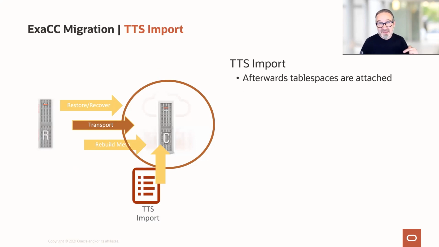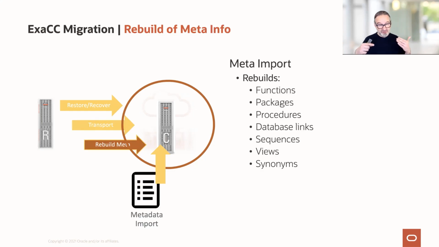Then, once this is done, we can go over now to our PDB. We do the TTS import, which means now we plug in the table spaces to our pluggable database. Table spaces are now attached and automatically go into read-write mode. And then we rebuild with the metadata import what has been left at the beginning. So we rebuild the normal functions, not those which are used in tables and columns, packages, procedures, database links.